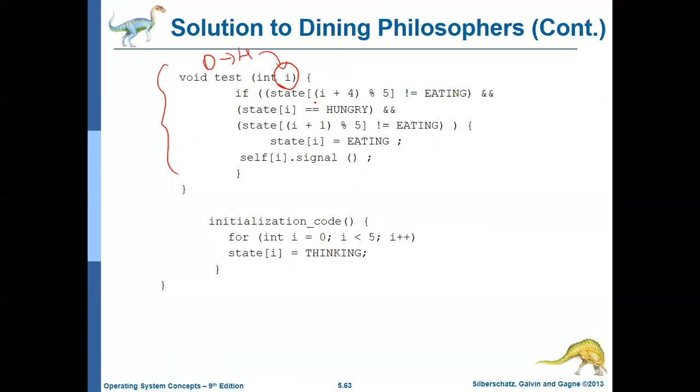So we check whether the new philosopher, the person on the right, is not eating, and this current person, the 4th person, is hungry, and the person on the 4th person's left. So you can see here, this is the table. You have 0, 1, 2, 3, 4. Now currently I'm talking of this particular person.